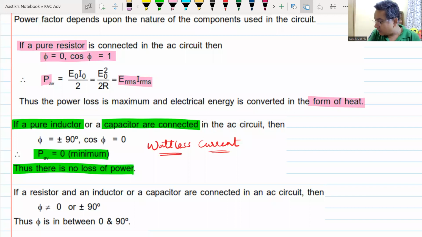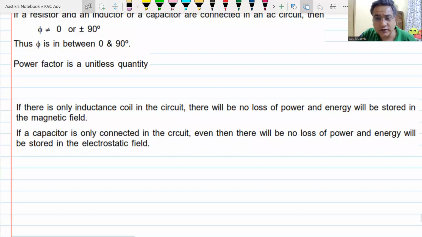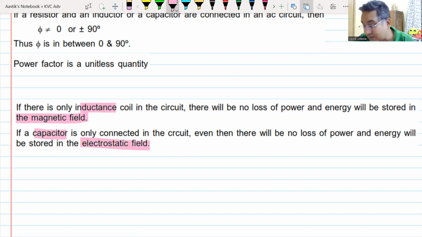Then, as we saw, the power factor for a purely inductive or purely capacitive circuit is 0. There is no power loss. Where does that power go? In an inductor, it is stored in the form of magnetic field or magnetic energy. In a capacitor, it is stored in the form of electrostatic field or electrostatic energy. Remember, power factor is a dimensionless quantity. Do we understand this? Yes, sir.